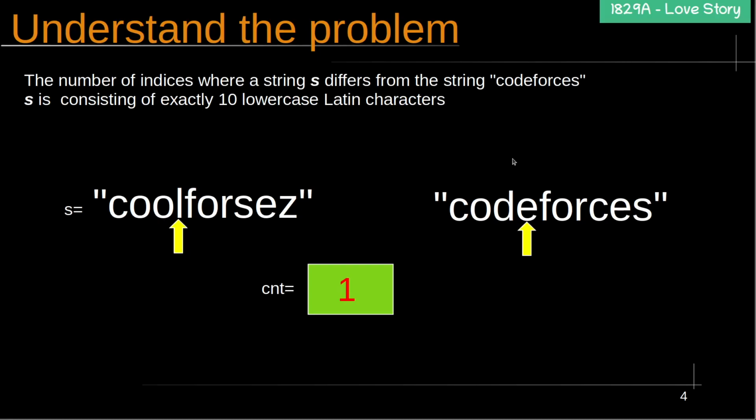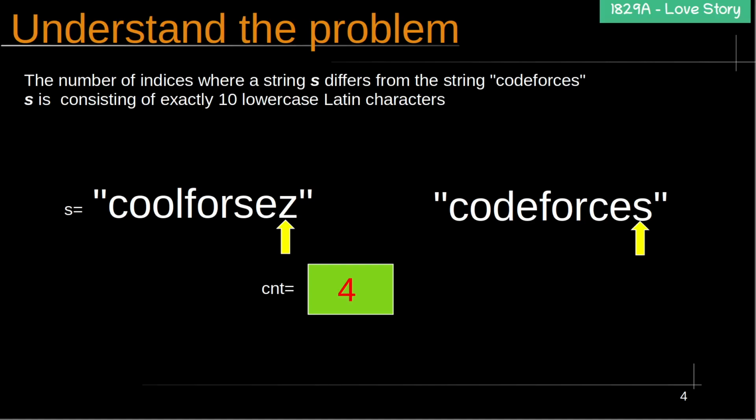We go to the next. They are different too, so we add to the counter and it becomes 2. We go to the next, we have F in the first string and F in Codeforces, so nothing happens here. Then we have O and R at the next index. We go to the next index. We have S and C, not the same, so we add 1 to the counter and it becomes 3. We have E and E in the next position, and in the last position we have Z and S, so the counter becomes 4.